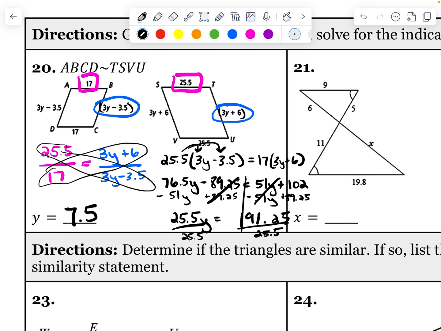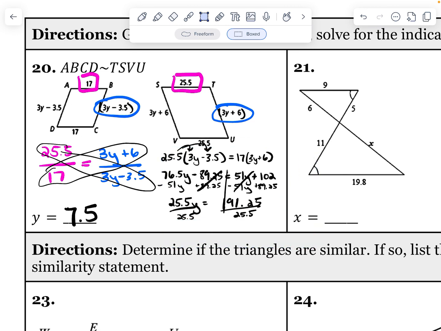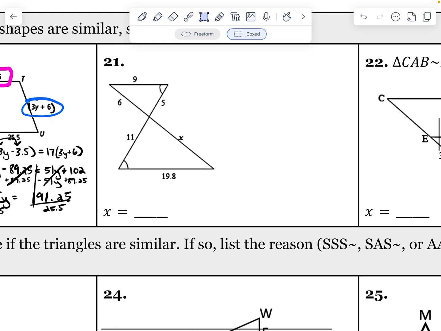You can always also plug that back in and make sure it works. For the sake of time in this video, I am not going to do that right this minute. But on your test, if you've got time, plug it back in. Make sure it makes sense.